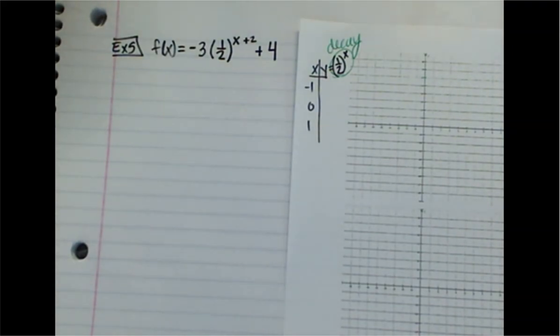Okay. Notice that our base is 1/2. That's the parent function decay. So our general shape is going to be slightly different from the growth. Similar idea, just a little different.